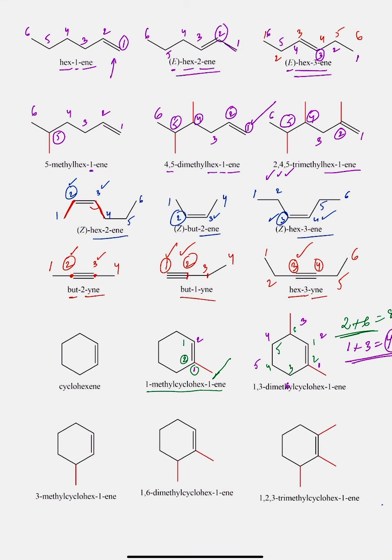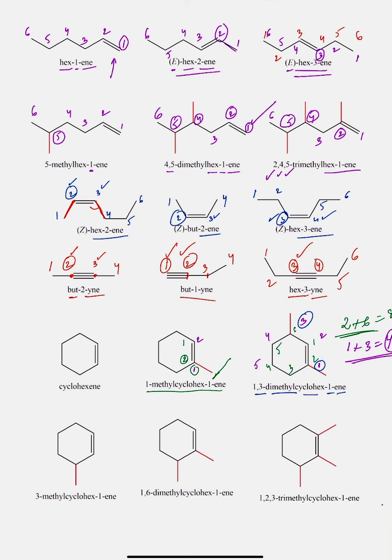So what is the name of this compound? The name of this compound is 1,3. The purple numbering is correct, right? So a methyl group is at carbon 1 according to the purple numbering, and carbon 3. So it's 1,3-dimethyl, because both are methyl groups, cyclohexene. So here you followed the lowest sum rule. Good enough. Let me come to the next structure.